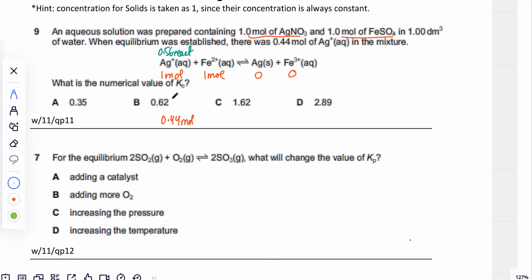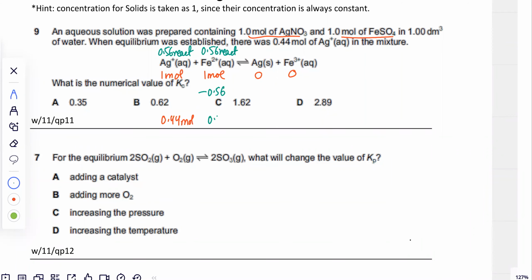Yes. So you started off with 1 mole, and eventually you're left with just 0.44 at equilibrium, according to the information provided. So 0.56 must have reacted. In what ratio do they react? 1 reacts with 1. So if 0.56 of Ag plus is reacting, then 0.56 of Fe2 plus must also have reacted. So that means 0.56 of these moles are also gone.